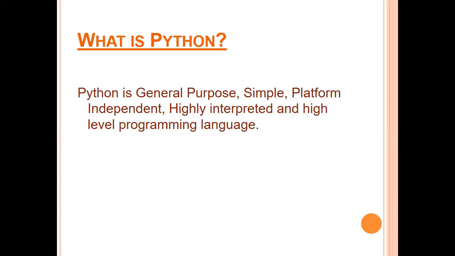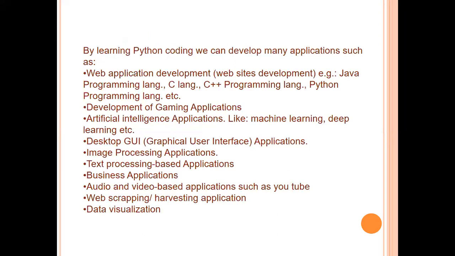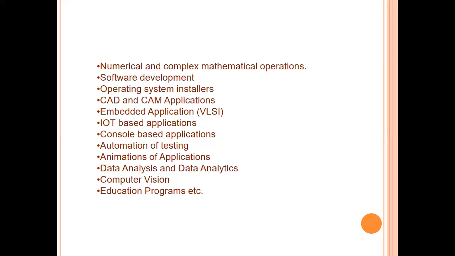What is Python? Let's give a quick recap. Python is a general purpose, simple, platform independent, interpreted, high level programming language. What kind of applications can we develop with the help of Python? I've told you that nowadays Python is used in every field: the automation industry, web applications, development of gaming applications, artificial intelligence, web scraping, harvesting, data visualization, audio and video based applications, numerical and complex mathematical operations, data analysis and data analytics, computer vision, education programs, etc.